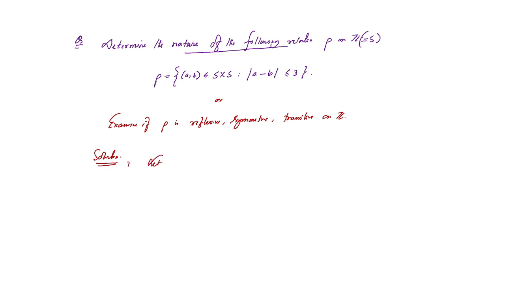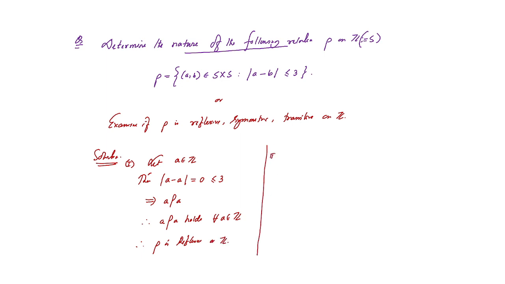So for reflexive, you will first let A belong to Z. Then what will be the distance of A from A? This distance must be 0, which is less than or equal to 3. So A ρ A holds. Therefore, since A is arbitrary, A ρ A holds for all A belonging to Z. And hence we conclude ρ is reflexive on Z.